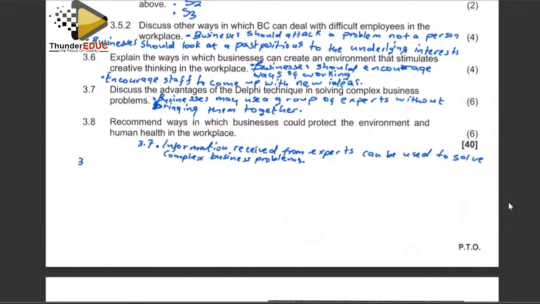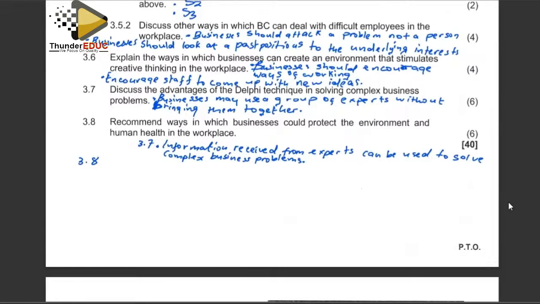Okay, so now let's move on to 3.8. Recommend ways in which businesses could protect the environment and human health in the workplace. One of the ways is that machines should be serviced or maintained regularly. Also, educate staff members about the hygiene issues and encourage regular health checks. Also, minimize pollution by reusing or reducing and recycling.